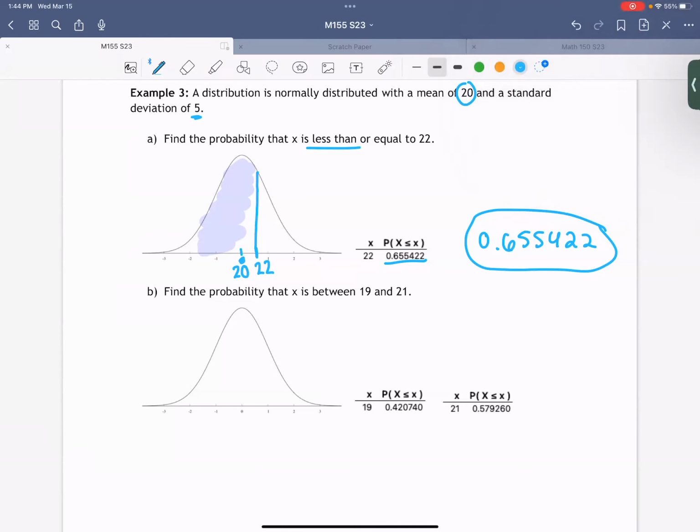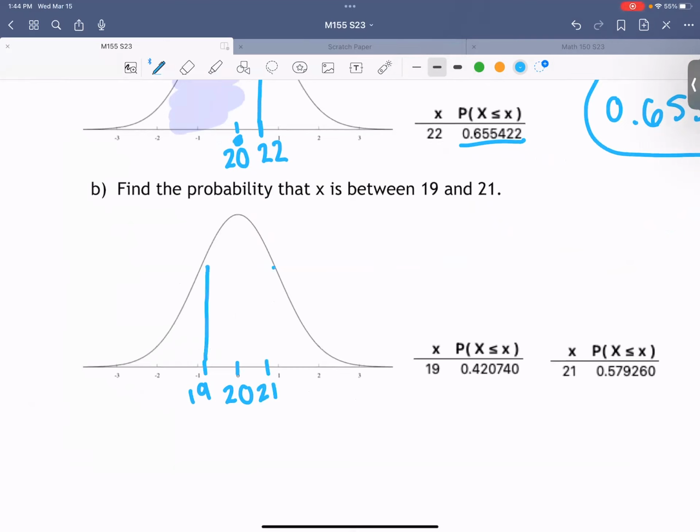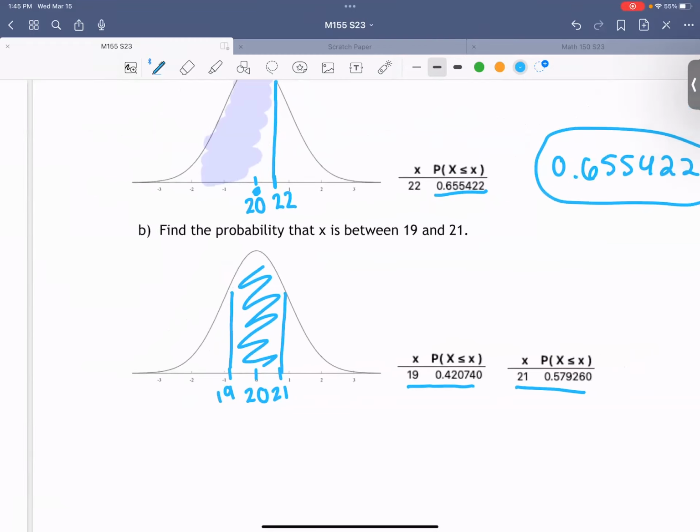Okay, let's say I wanted to find the probability that X was between 19 and 21. I know that the mean is still 20, so 19 would probably be around here, and 21's probably around here. So this question is really asking a between probability, right? In part B, I went through Minitab and typed in everything as in the first situation. I typed in 19 and got this probability, typed in 21, and got the other one.